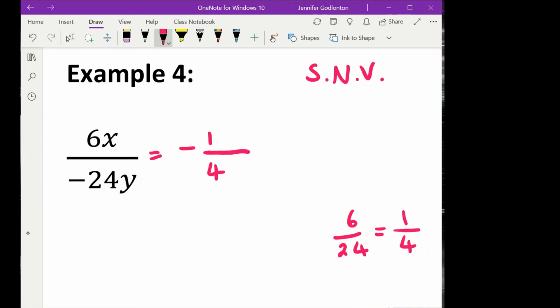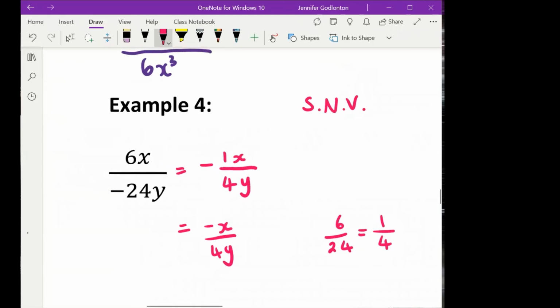My x's can't cancel with anything, my y's can't cancel with anything, so I'm just left with an x at the top and a y at the bottom. And you don't have to write that 1, so you could also have just written negative x over 4y. All of that would be great. Okay, but don't cross out your x's and don't cross out your y's in this one. Cool, nice job, guys.